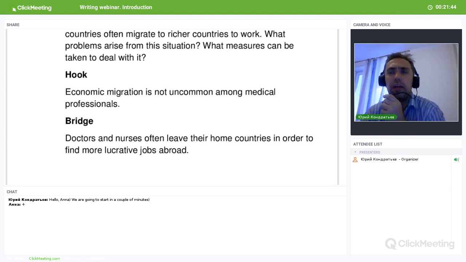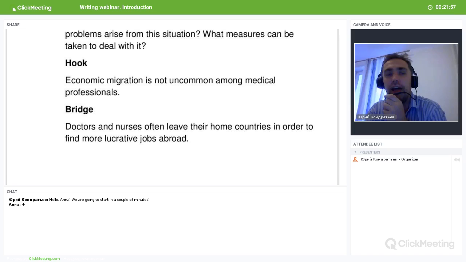So lucrative means well paid, just in case you don't know. It's an example of vocabulary that is not so common. All right, this is the bridge, and then the last part of the sentence is the thesis statement.